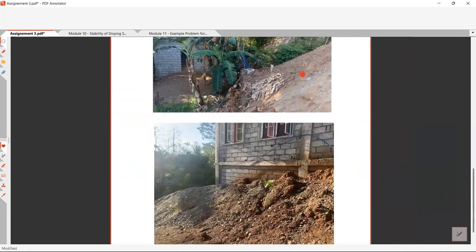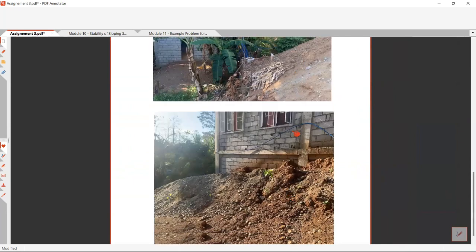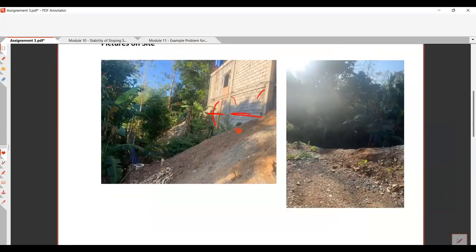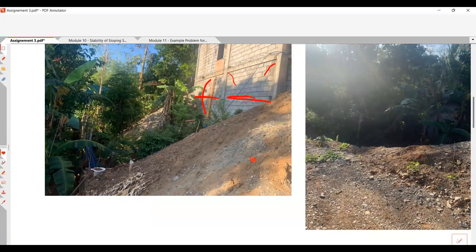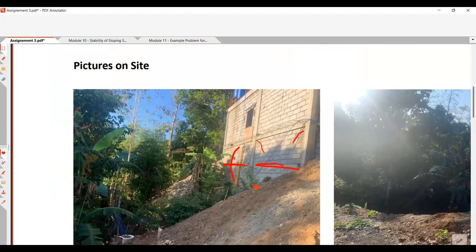maaring dahilan kung bakit nag-cause yung bulging of the walls is because this is a backfill. Okay, this is a backfill. And hindi well compacted yung soil. Okay, hindi well compacted yung soil. And as you can see, we have a height over here. Na ito, may lupa yan sa loob because of pouring of slab.